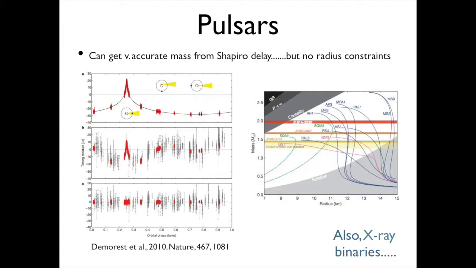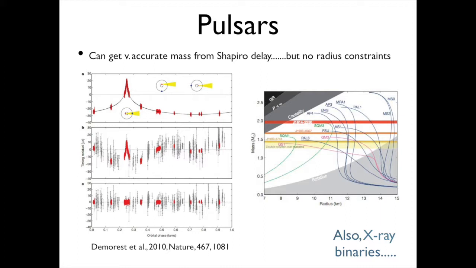Pulsars themselves, so these are rapidly rotating neutron stars that emit regular pulses. These are some of the best clocks, the best clocks in the universe. They're a great place to study neutron stars because you can use their very accurate timing information to, for instance, measure the mass of these objects to extremely high precision.